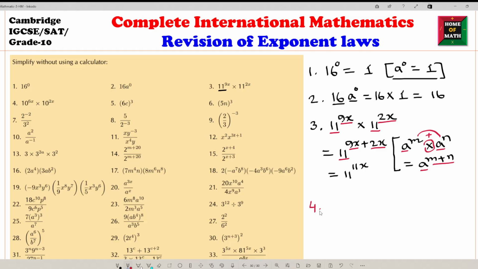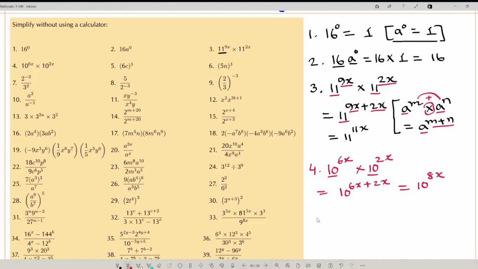Number 4. 10 to the power 6x times 10 to the power 2x. So we already know about it. a to the power m times a to the power n, and the powers will be added. So similarly, here 10 is a base, 10 to the power 6x plus 2x, and the answer is 10 to the power 8x. Okay.